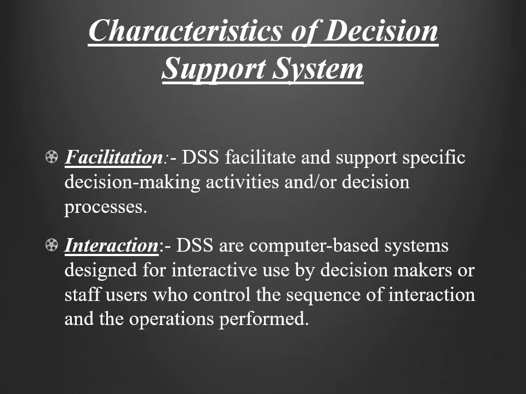Now we will see what the characteristics of a decision support system are. There are five characteristics of DSS. First is facilitation, second is interaction, third is repeated use, fourth is identifiable, fifth is decision impact.